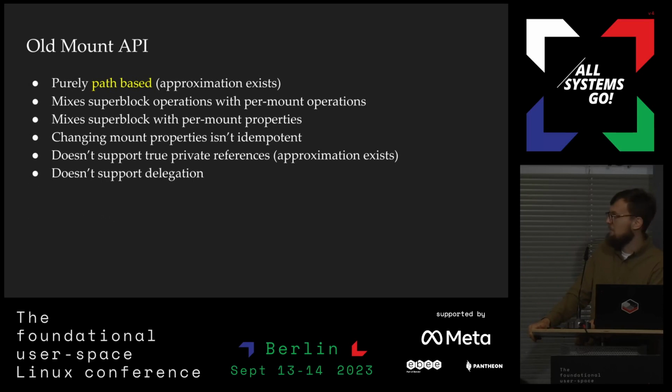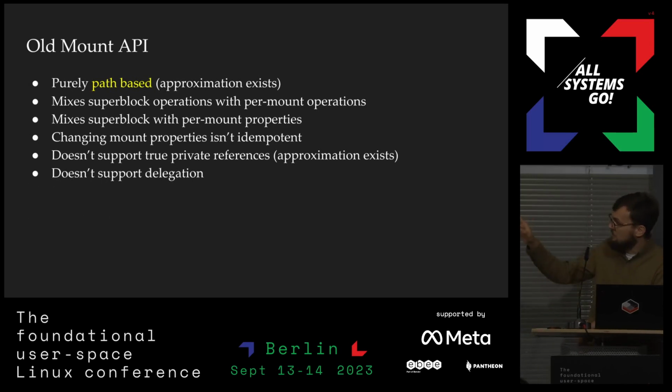It doesn't support private references to mounts. There is an approximation to this. By private references, what I usually mean is you don't have any entry in the file system hierarchy, so you can only refer to the mount via a specific FD. You can do this in the old mount API, but you have to create the mount first, attach it to the file system, and then unmount it, and then you have a private reference if you have kept an FD to that mount open. And it doesn't support delegation. So you can't, for example, mount across namespaces. The kernel will outright block this, tell you, no, this doesn't work.